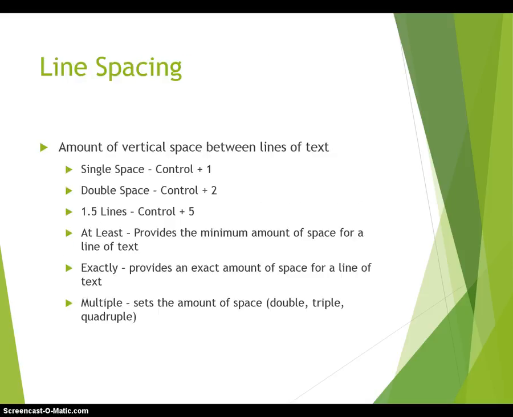Line spacing is the amount of space between lines, and you have single space. You can set single space by doing Control 1 or going to the paragraph dialog box and under spacing selecting single space. Then there's double space. You can set double space by doing Control 2 or going to your paragraph dialog box under line spacing and selecting double. For 1.5 lines you can use the keyboard shortcut Control 5 or your paragraph dialog box.